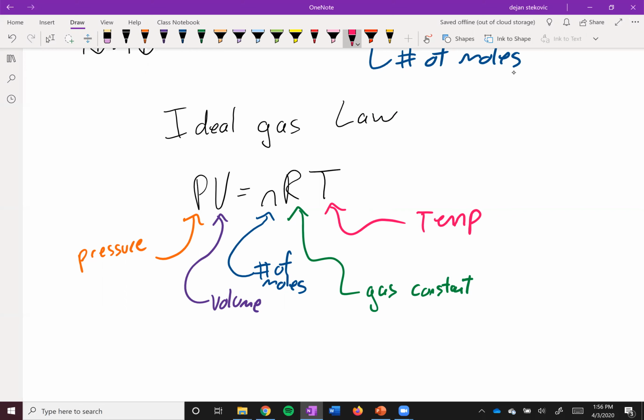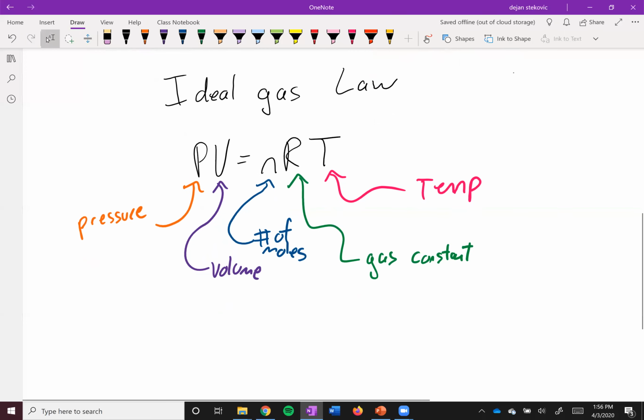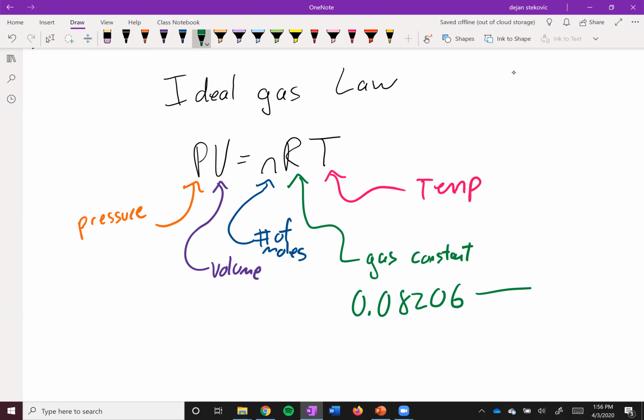Cool. So let's go over what the gas constant is. The most used gas constant we're going to use is 0.08206. And that's only 4 sig figs, so it's not an exact number. And then the units here are liters, atmospheres, over moles, Kelvin, right? So you have to make sure that your units are the same. Make sure units are the same.